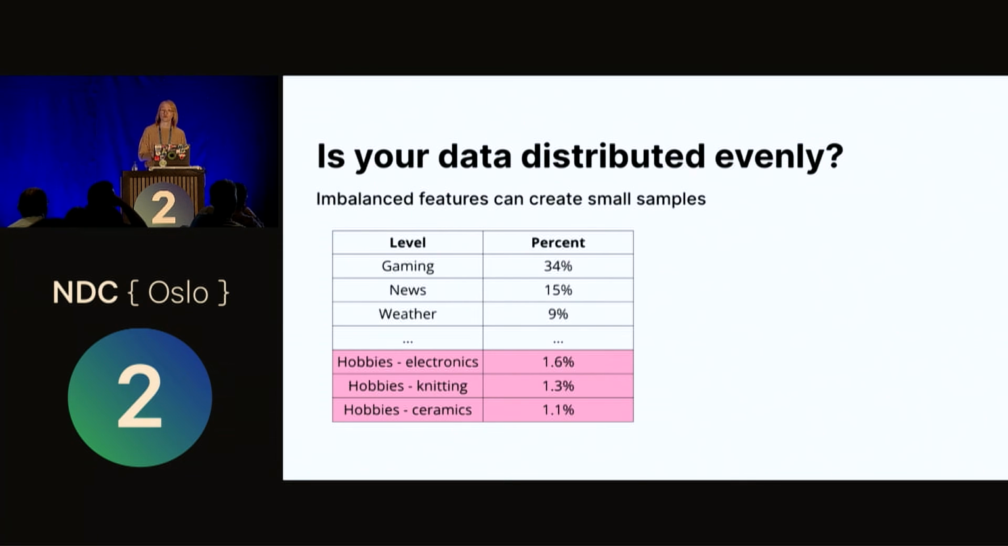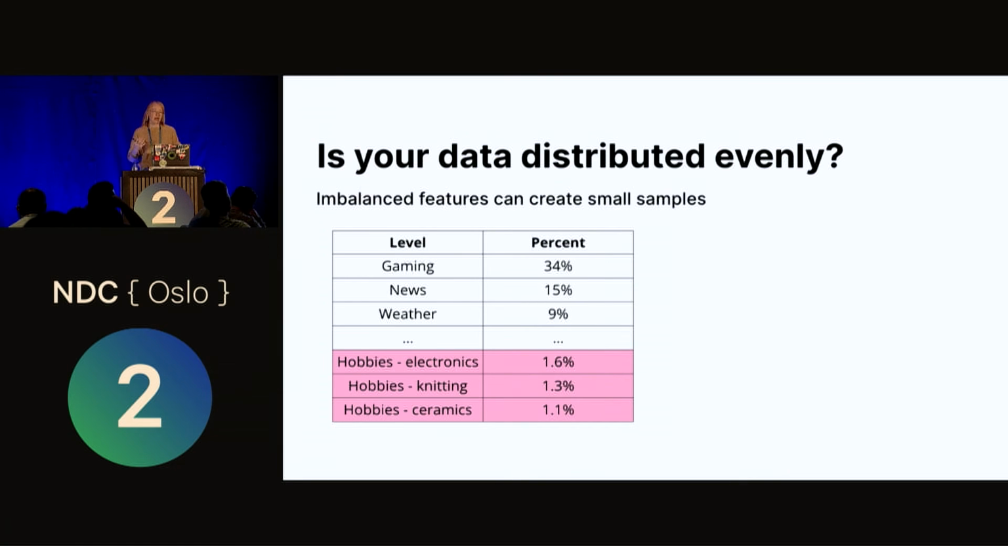Imbalanced classes can also be an issue with features. So if we take a look at the distribution of levels within the app category feature, we can see that it's obviously really imbalanced. Most of our auctions are coming from gaming apps, and we have these really small groups at the bottom, which are to do with ceramics or knitting. This makes it really hard to work with these sort of features because it doesn't really give the model much to learn from when it comes to these small classes.